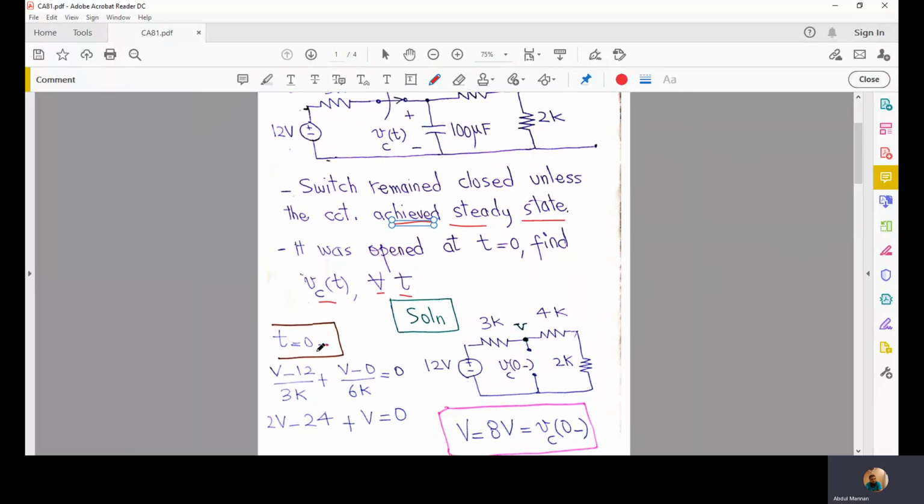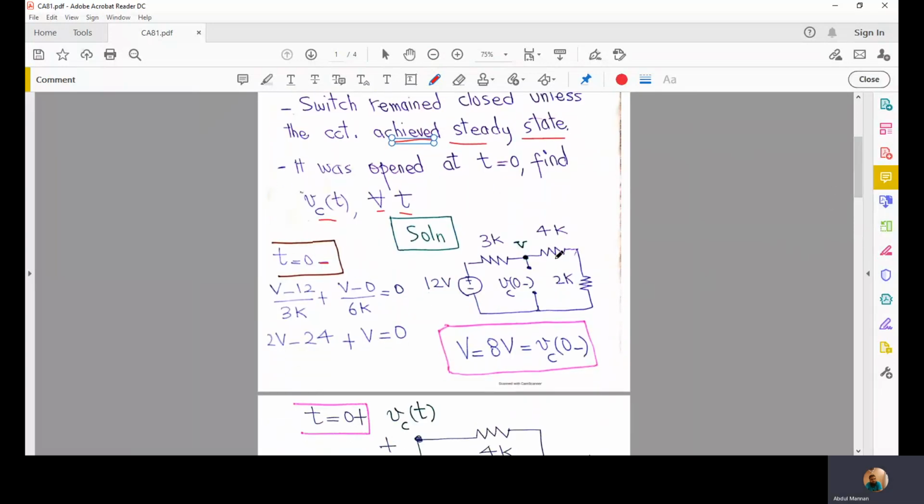So this is the situation after it had attained steady state while the switch was closed. Just before the switch is opened, the capacitor would have achieved steady state and is charged at a voltage capital V. Let's find out what that voltage is. For that, we'll assume a node here and write the node equation for this only node in the circuit, assuming this node to be the ground node. So the equation would be (V minus 12) divided by 3 plus (V minus 0) divided by 6 equals 0. So it gives us V equal to 8 volts.